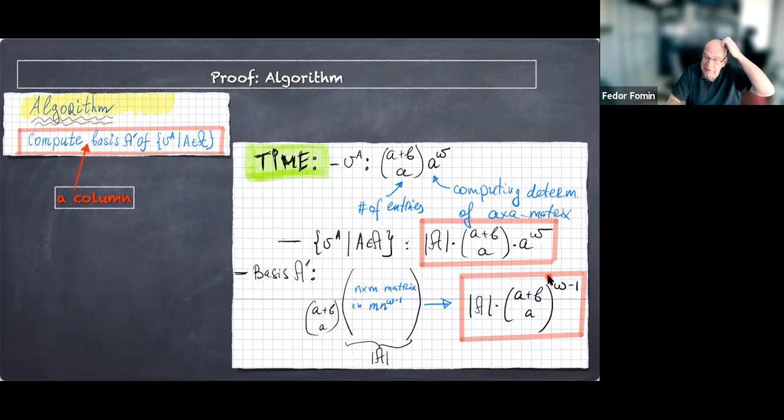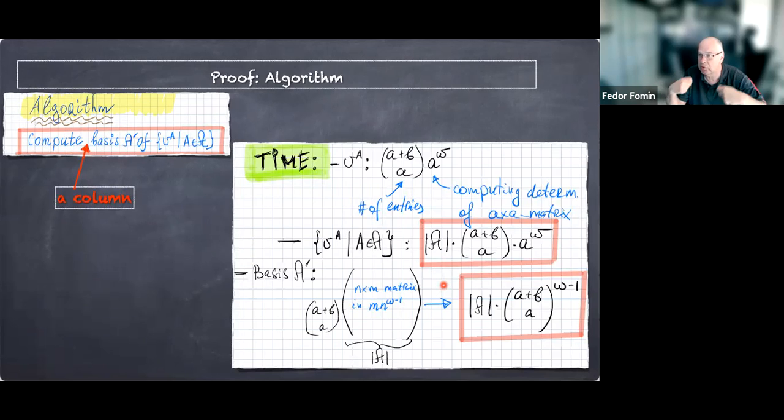So then the total running time to compute all such vectors is just the size of the family A times the time I spend for computation of each entry, for each of the vectors. So that was one thing. This is the time it takes for me to compute the set.